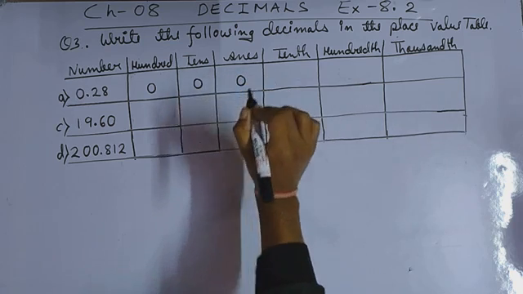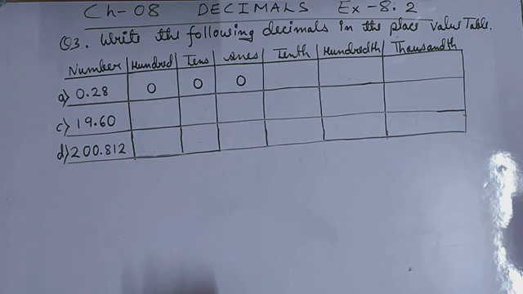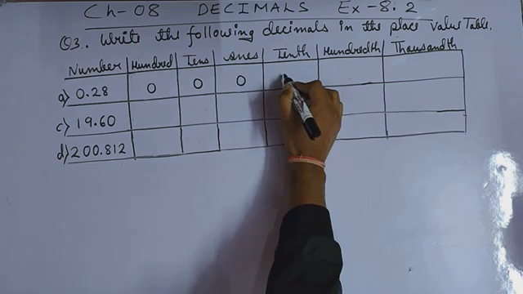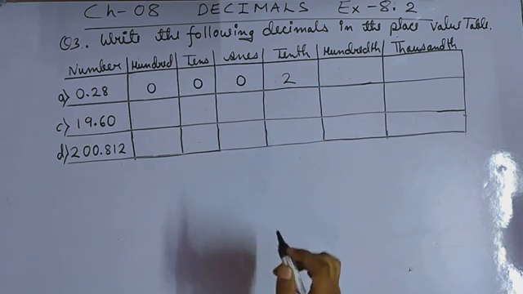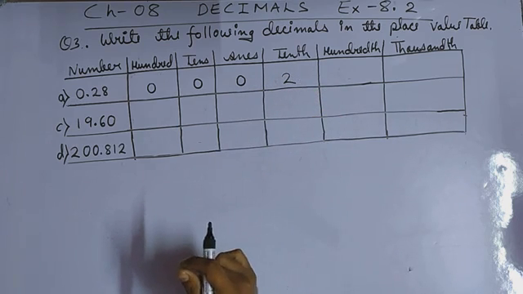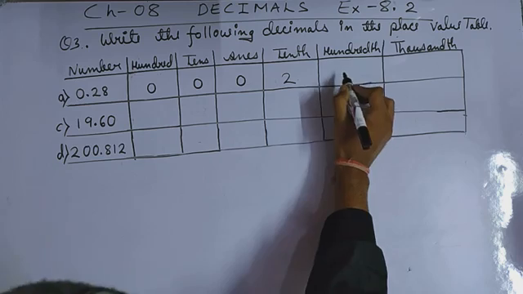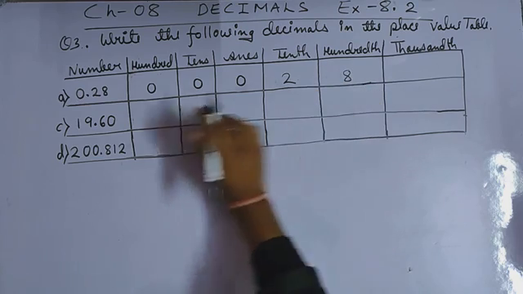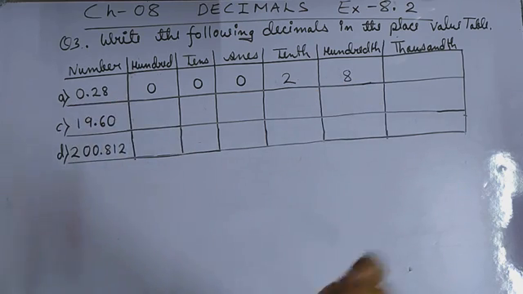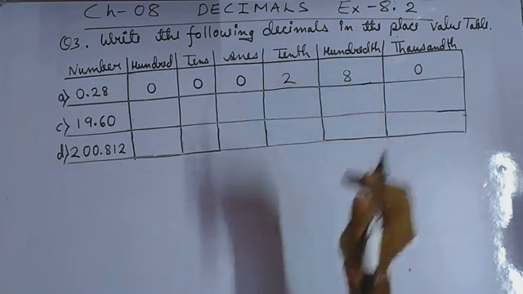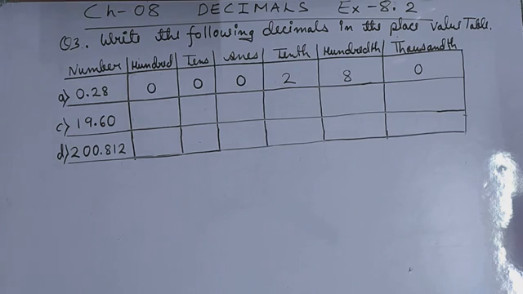Now coming to the places after the decimal towards the right hand side. The first place is the tenths place. In the tenths place there is 2, so we write 2 there. After that is the hundredths place, where there is 8, so we write 8 here. After that nothing is written, so we write 0 on the thousandths place. बेटा, thousandths place में क्या लिखेंगे? 0 लिखेंगे. This is the first part of question number 3.